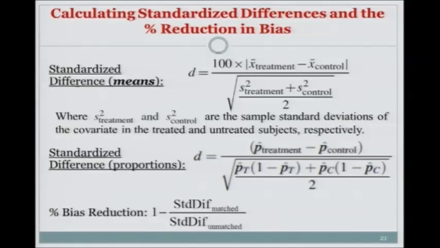And then you can also calculate the percent bias reduction, because usually what we do is calculate standardized differences first on the entire sample before matching so that we can see the difference before and after, and I'll show you an example of that. Then you can calculate what percent of the selection bias you're reducing on that factor, right?